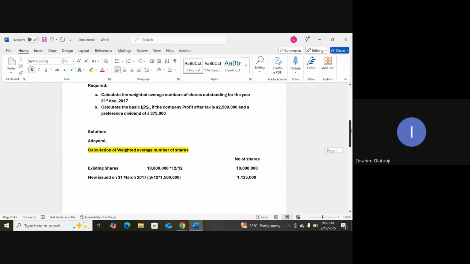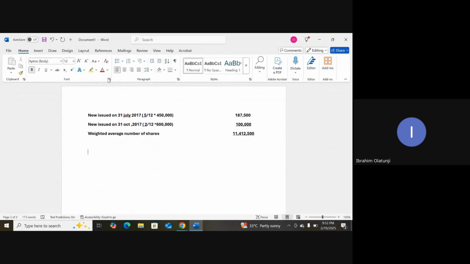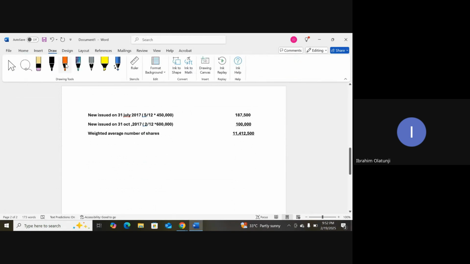The B part says calculate the basic earnings per share if the company's profit after tax is 2.5 million and a preference dividend of what? So the B part of it is that EPS is equal to earnings, or we say profit after tax. It depends on what the examiner is giving us.